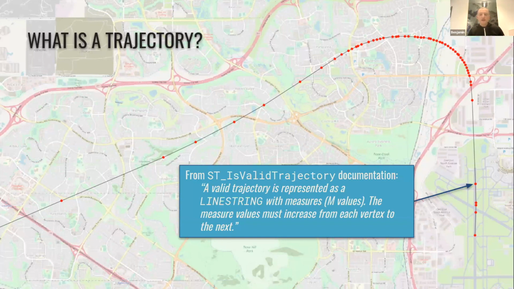And then crucially, the measure values must increase from each vertex to the next. I think if we think about that, that's quite logical. If that M value is representing time, time is moving forward. So the M values from each subsequent vertex must be increasing as we travel down the line string. So great, now we have trajectories.